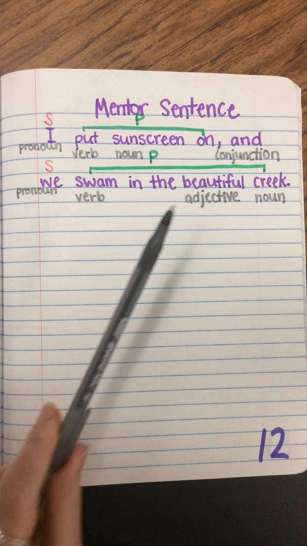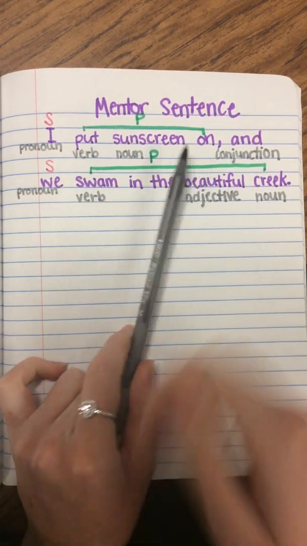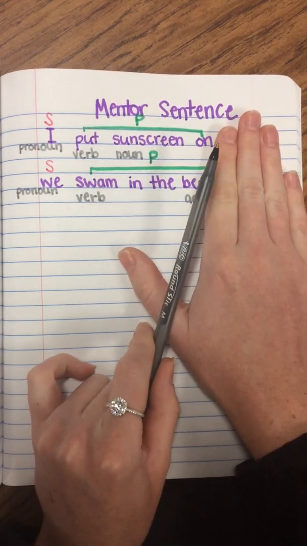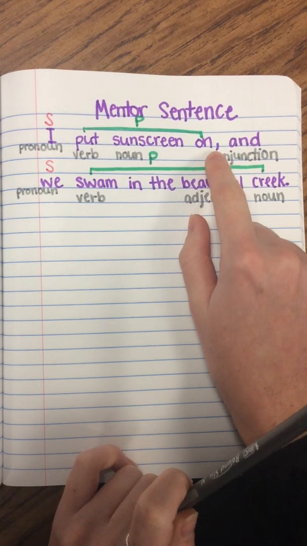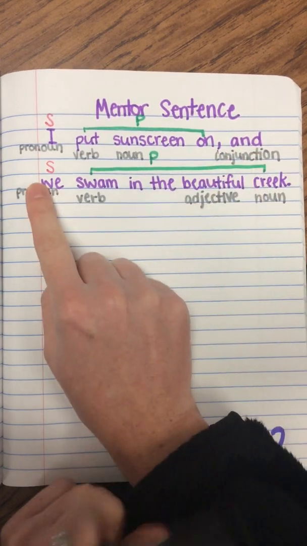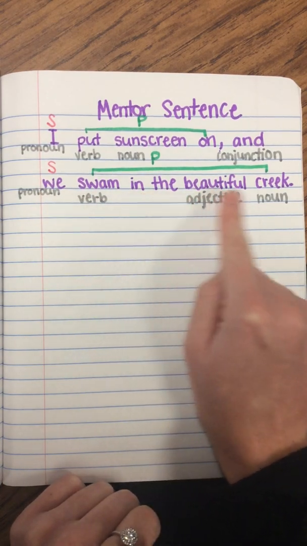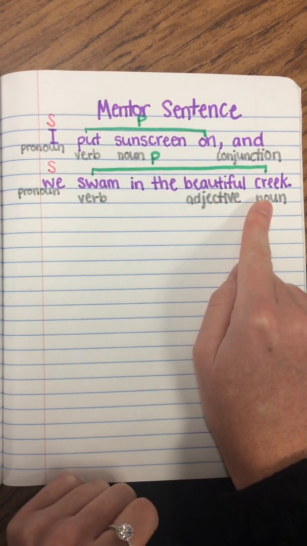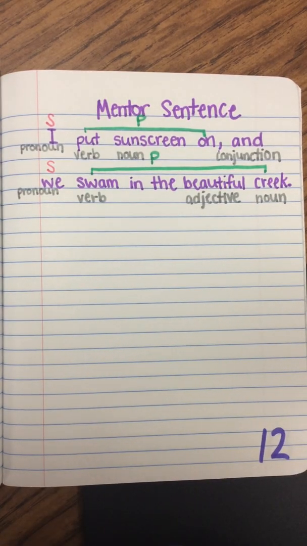Okay, we have written a compound sentence. I put sunscreen on could have been a complete simple sentence. Instead of putting a period here, we've added a comma and a conjunction, and then we have another complete simple sentence. We swam in the beautiful creek. So we have two simple sentences combined with a conjunction, which means that we have a compound sentence. I put sunscreen on and we swam in the beautiful creek.